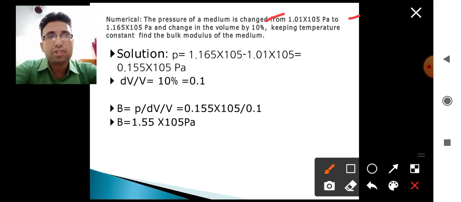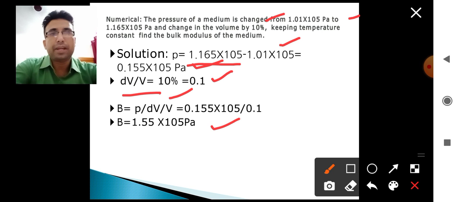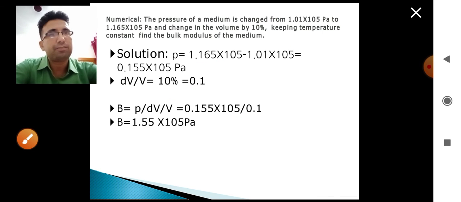First of all, there is a pressure change. What is the change in pressure? We will find it out: final pressure minus initial pressure. This is the value of the change in pressure applied on the body. Delta V upon V is the change in volume with respect to the original volume. It will be 10%, so 0.1. Simply put the values in the bulk modulus formula and you will get the bulk modulus of the medium. So this is a numerical based upon the bulk modulus.